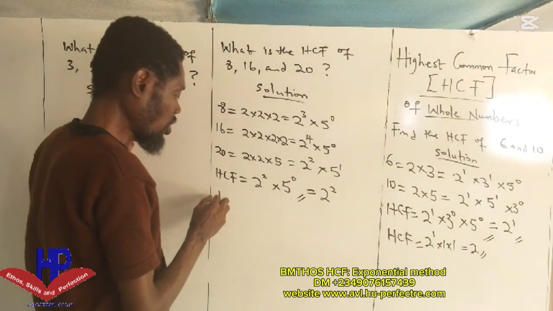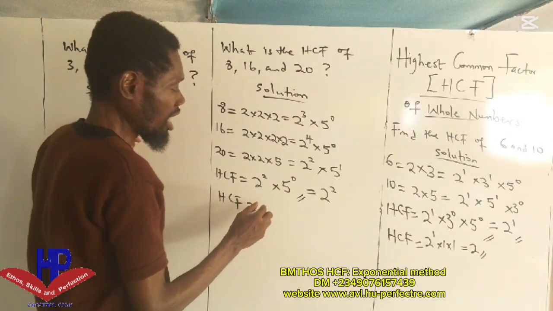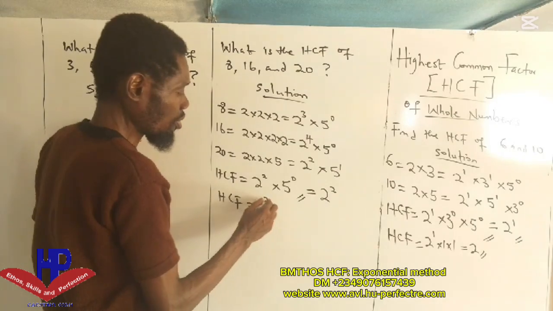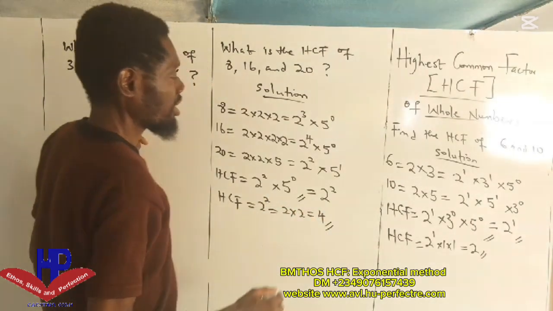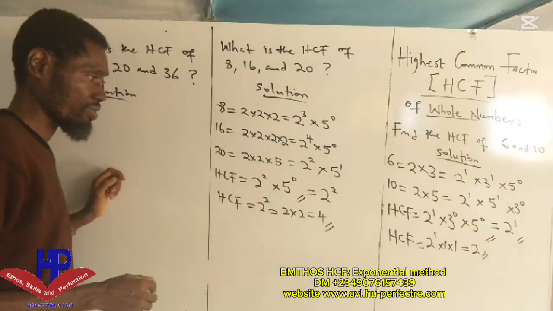But if you're not asked to put your answer in index form, your answer will simply be 2 raised to the power 2, which is 2 times 2, and that will be 4. Your answer is 4 in this case.